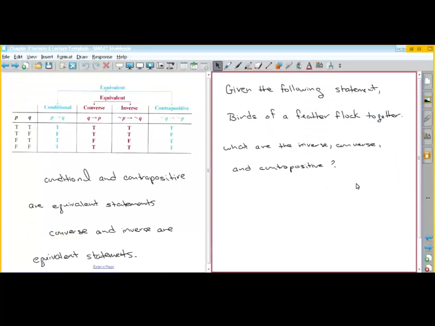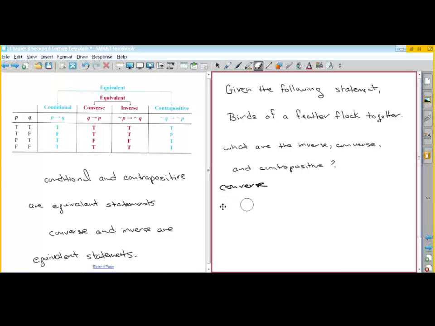Okay. Given the following statement, birds of a feather flock together, what are the inverse, the converse, and the contrapositive? So you got to do this for a couple of homework problems. So the if-then statement is the original statement. So the converse would be if one is a bird of a feather.